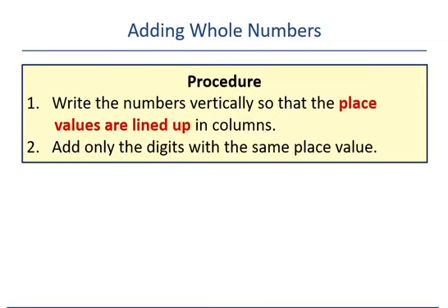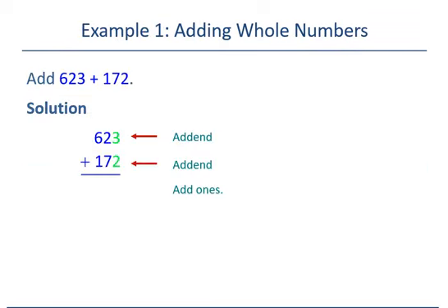Okay, adding whole numbers. Write the numbers vertically. That means up and down, so that the place values are lined up in columns. Add only the digits with the same place value. What does that mean? Well, here we are. We've got 623 plus 172. Notice here, and then they're giving us some definitions here.